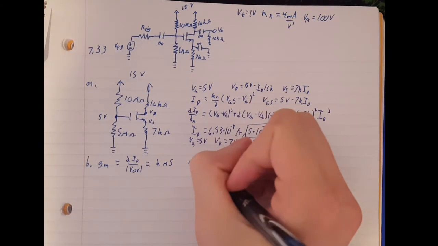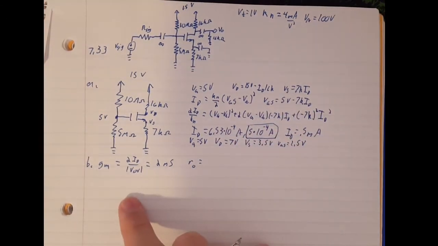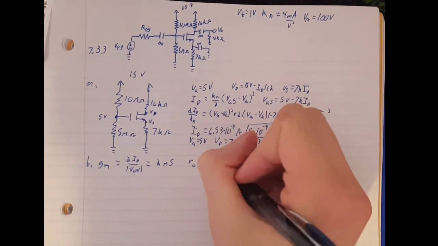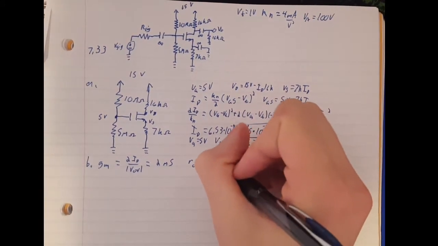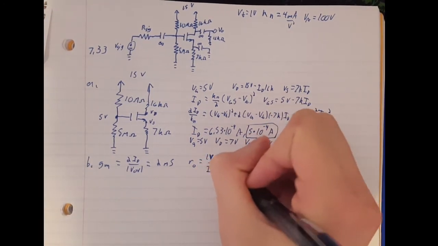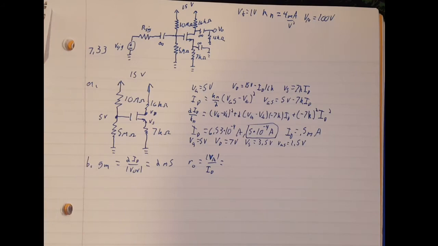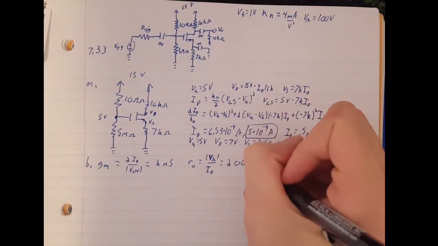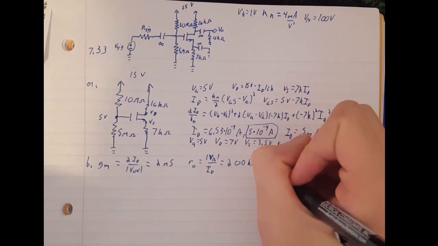r naught is VA over ID. And so that's 100 volts divided by 0.5 times 10 to the negative third, which equals 200 kilohms.